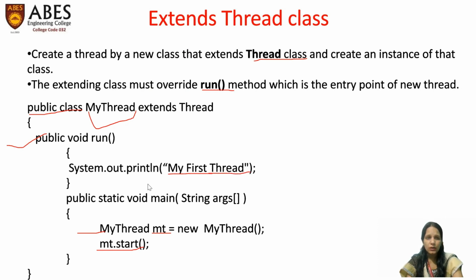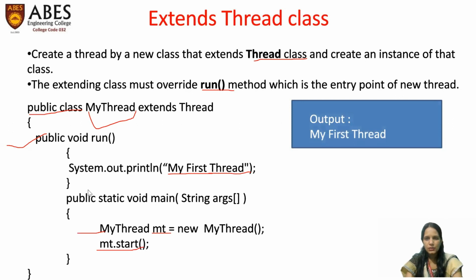In the same way, we can have more than one method in our class, and we can execute them in parallel, right? So what will be the output? The output will be "my first thread".